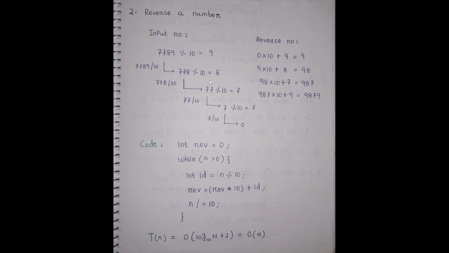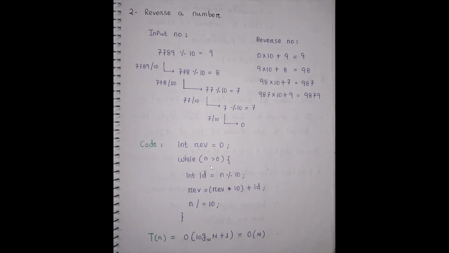At last, we got our final reverse number here, that is equal to 9879, which is, sorry, I think I have written the wrong value over here, but if we do the operation, we will get the actual reverse number, that is 9877. So this is the logic.